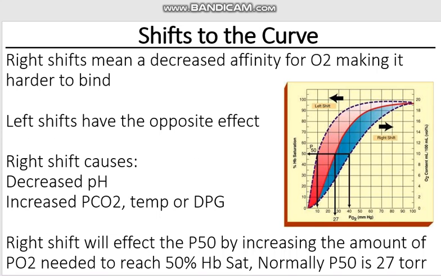Shifts to the curve. Right shifts mean a decreased affinity for O2, making it harder to bind. Left shifts have the opposite effect. Right shift causes include a decreased pH, an increased pCO2, temperature or DPG. A right shift will affect the P50 by increasing the amount of PO2 needed to reach 50% hemoglobin saturation. Normally P50 is achieved at 27 torr.